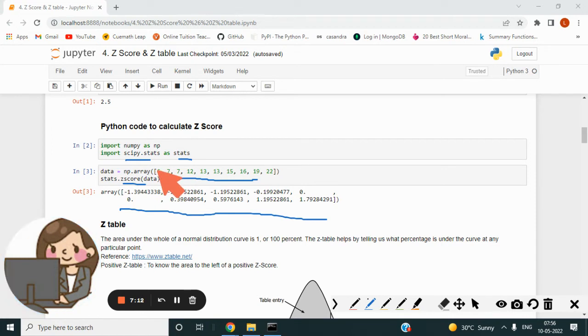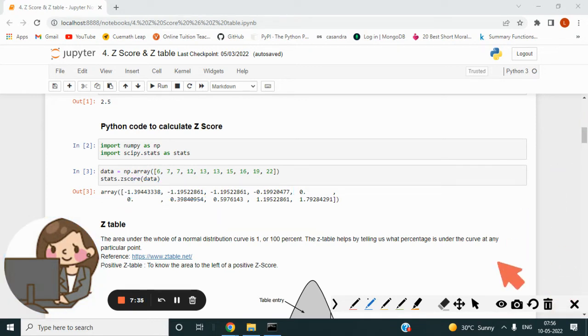So you will come to know that this one is minus 1.3 standard deviations away from the mean. This is minus 1.19 standard deviations away from the mean, like that. And here 0, so this is the mean over here. Like this you can calculate the z-score using Python code.